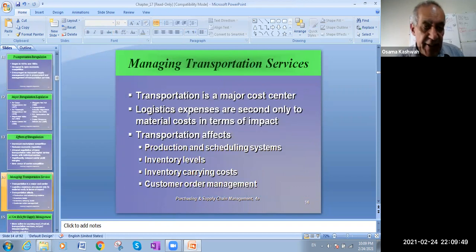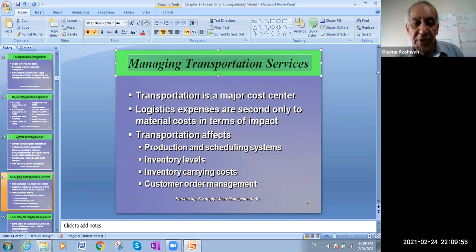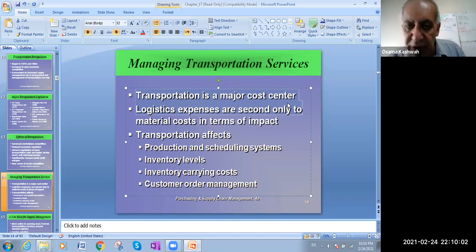Now we'll go into slide number 14. Still I'm in the main topic ideas. Managing transportation services. Here, we need to know transportation is a major cost center, of course, because without transportation, you won't be able to deliver your goods and services to the consumer. Material costs in terms of impact. There are costs for transportation. Transportation affects the production and the scheduling system, because if it's late, that means the production will be late. Inventory levels, yes, because it will increase or decrease the inventory level. Inventory carrying costs, of course, will be increased by transportation. Customers' order management also will be affected by managing the transportation services.